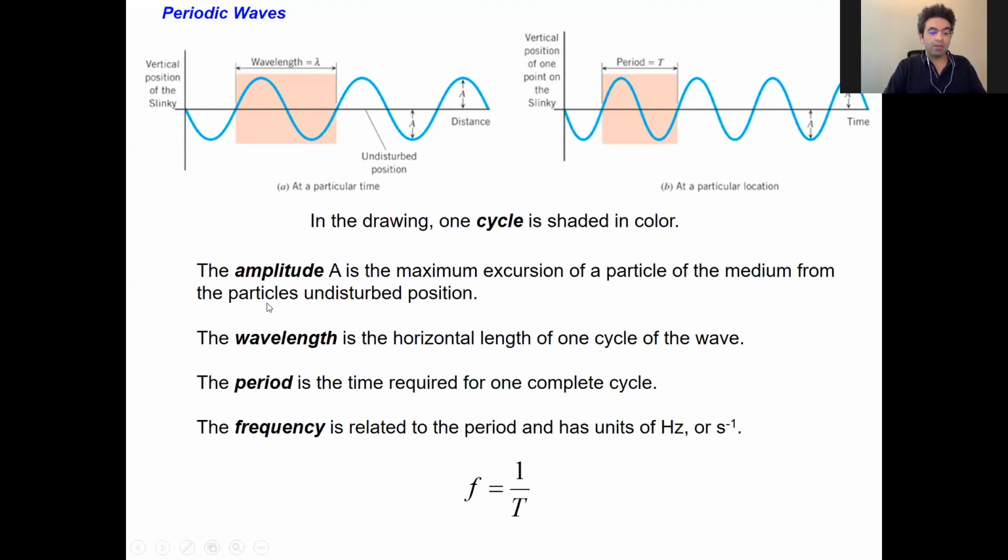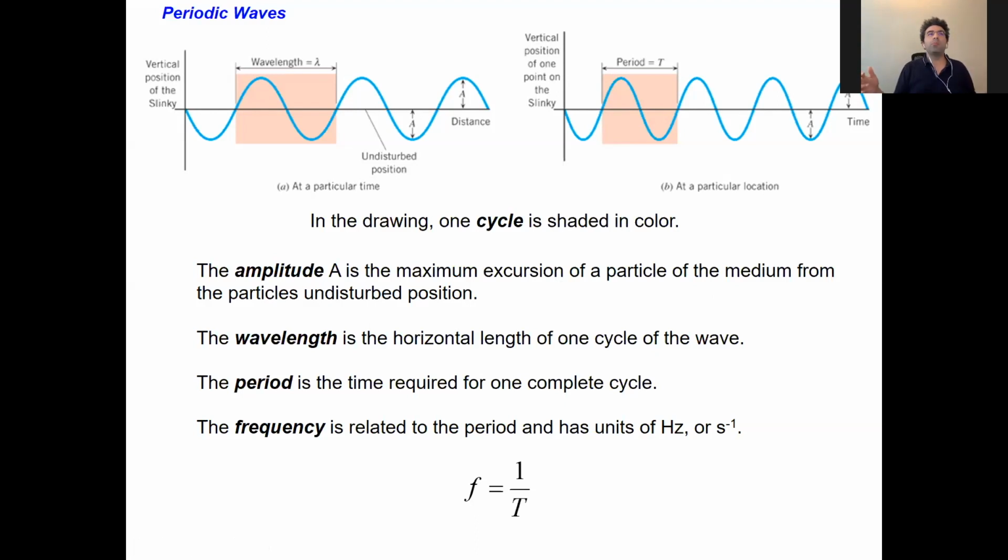Okay, so let's summarize this. The amplitude is the maximum disturbance from the undisturbed position, or the equilibrium position. The wavelength is the length of one cycle of the wave at a particular point in time, if I freeze that wave and take a look at it.